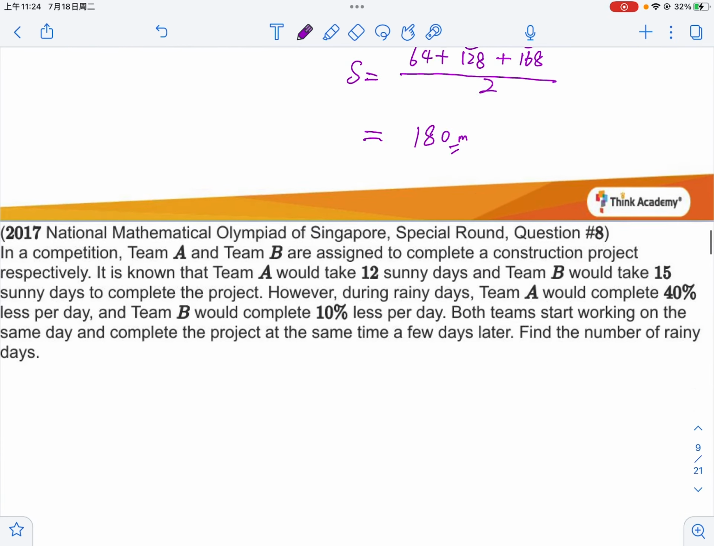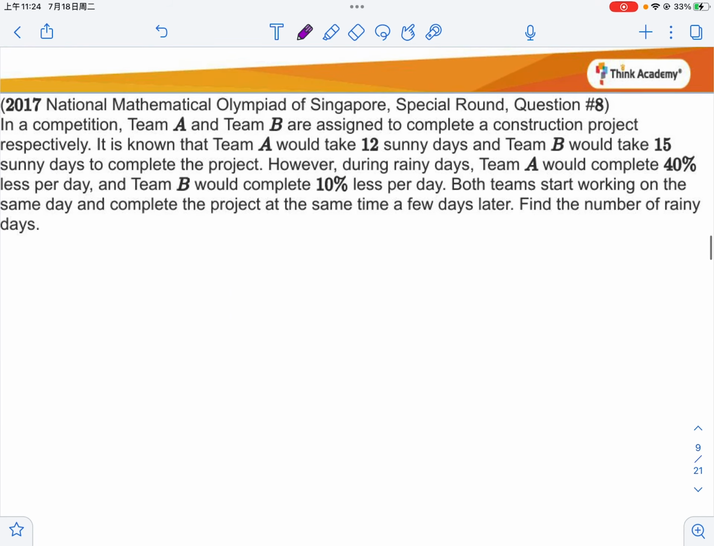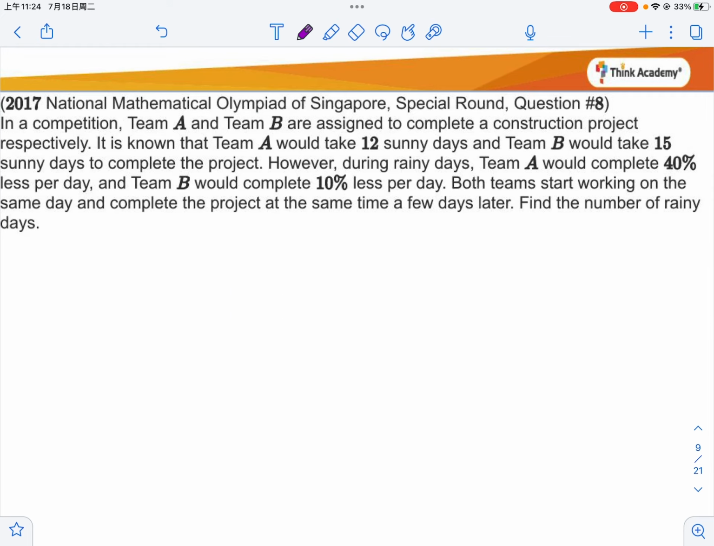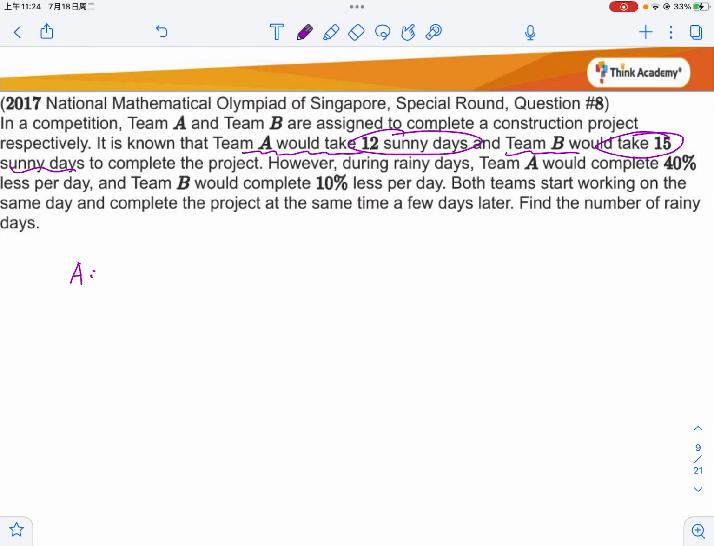Okay. Now let's move to question 8. Question 8 is about an efficiency question. Team A takes 12 sunny days and team B takes 15 sunny days to complete the project. So you can write down here for A, the sunny days.